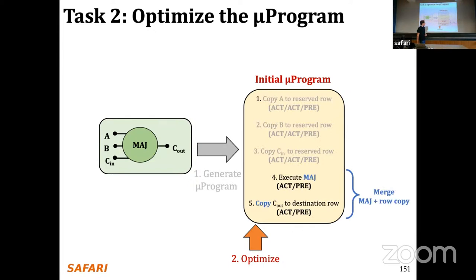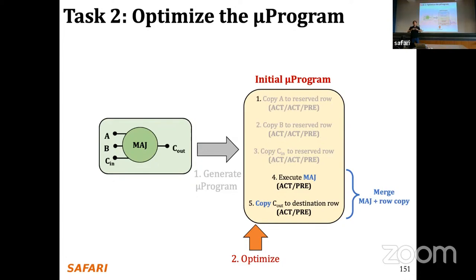The second thing is that some of these operations can be merged. For example, you can merge the majority operation, the triple row activation, with a copy, with a row clone operation. So what would be the idea here? You have three rows that are the operands in the compute rows. You activate the three of them at the same time and perform a majority operation, right? Because you have activated the three of them.